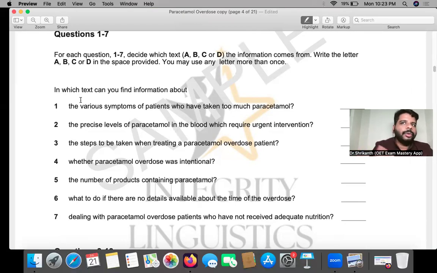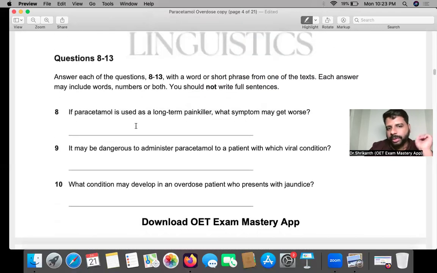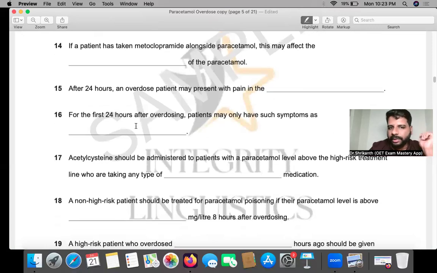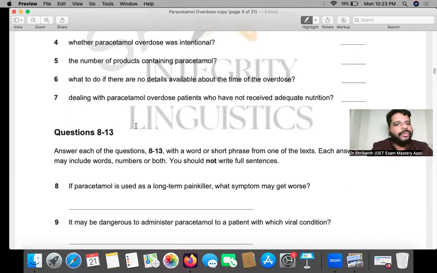My question to you is, what questions should you do first? Should you do the match the following questions first? Or should you do the short answer type questions first? Or should you do the fill in the blank questions first? My advice to you is do the questions which are the easiest. The easy questions you do first of all.